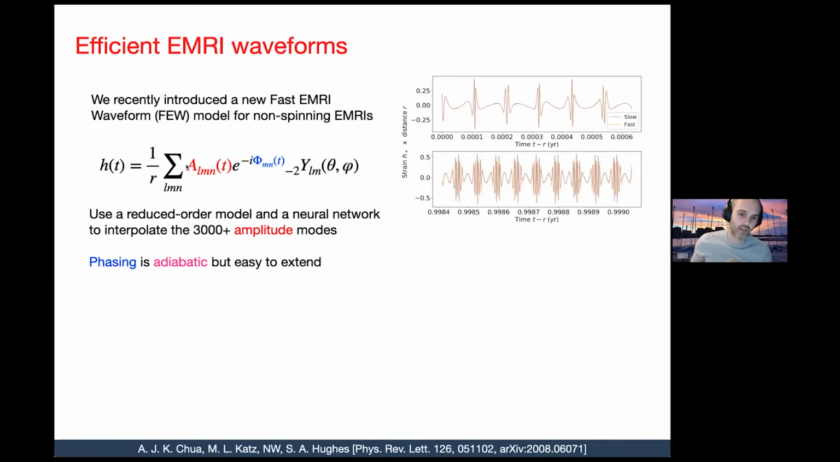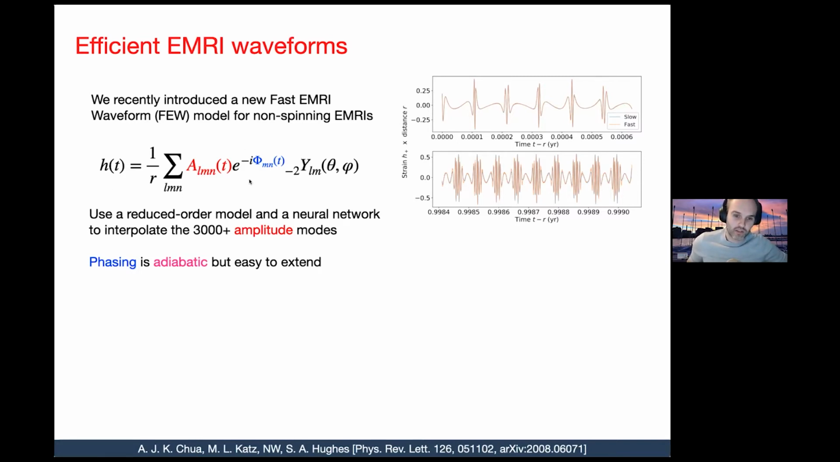So this is what a waveform would look like. And typically you have something of the order of 3,000 modes that need to be included at each point in time in order to compute this waveform. And then you've got a time series that must last many years at the sample rate of the LISA mission, which I think is once every few seconds or so, at least. So there's a lot you have to compute.